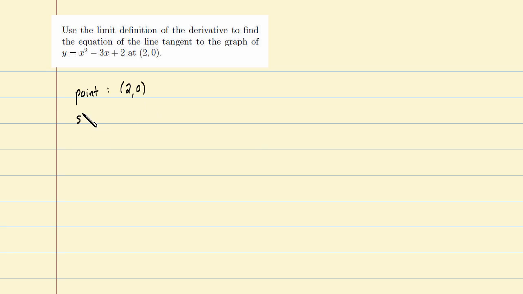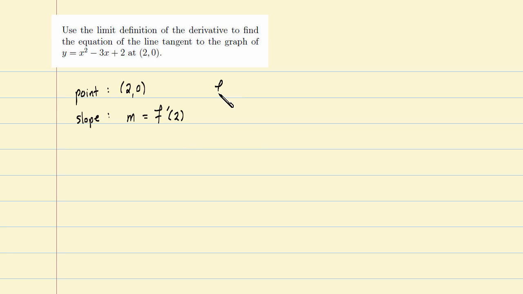How about the slope? How will we get our hands on its value? Well, of course, that's exactly what the derivative is designed to do. It's designed to give us slopes of tangent lines at a particular x value. And we have, of course, the x value in question, namely 2. So the slope we're after should be equal to the value of the derivative at 2.